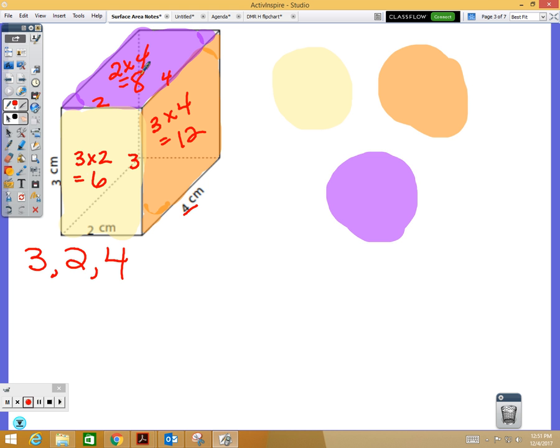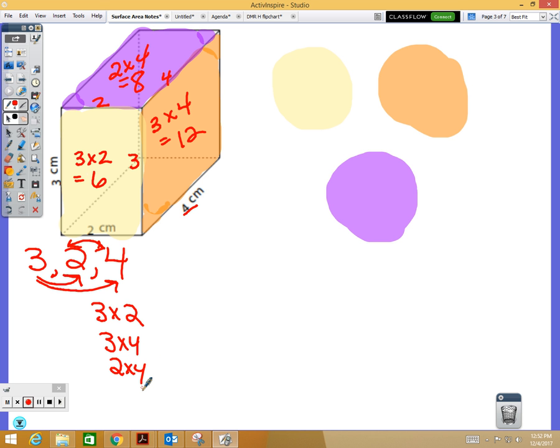Some people have a hard time matching up the numbers with the sides, but here's what you can do if you have a hard time with that. It really doesn't even matter which number goes with which side. You want to do a pair of 3 times 2. You want to do a pair of 3 times 4. And you want to do a pair of 2 times 4. See how I'm making 3 different pairs there?